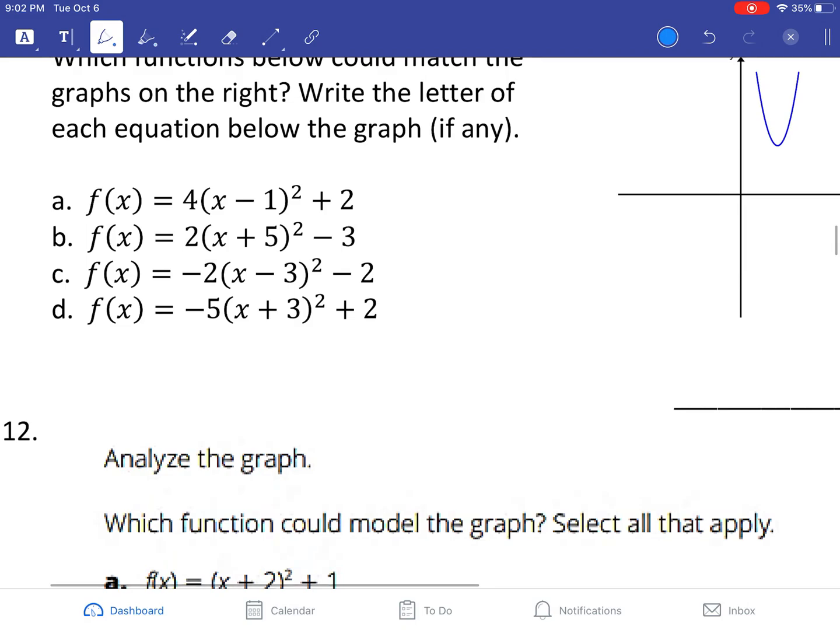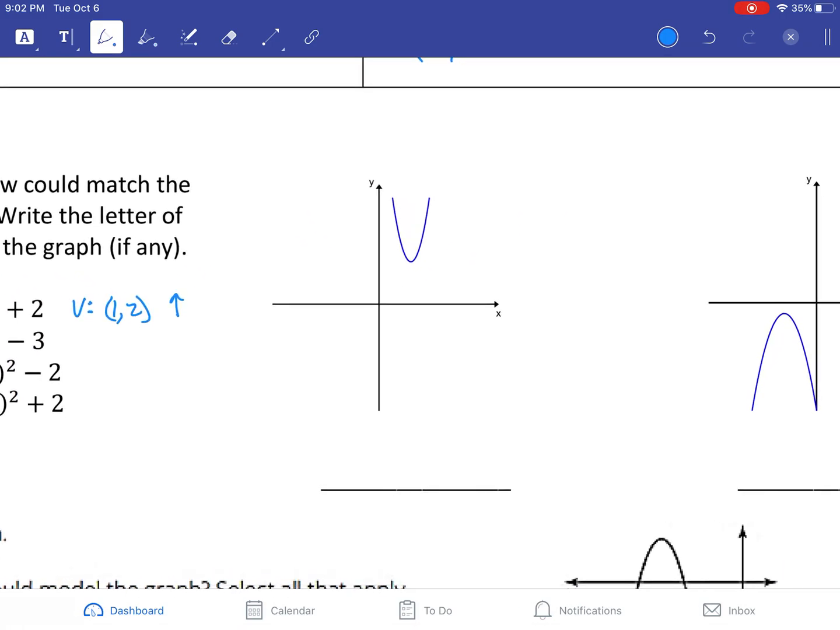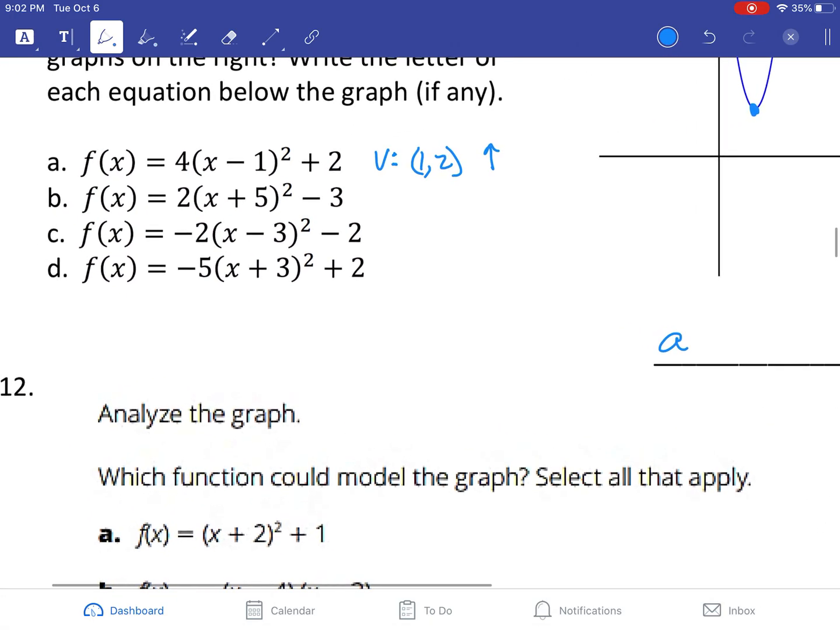So the first one, we have a vertex format. So the vertex, I'm going to put as V, is going to be 1 comma 2, and the graph's going to be going up. If we look at our 2 graphs here in blue, 1 comma 2, this could be this vertex right there, and that graph is going up, versus the other graph is going down, so it definitely wouldn't be that one. So we can put A for that. Let's check the next one.